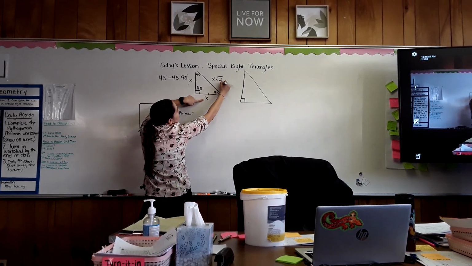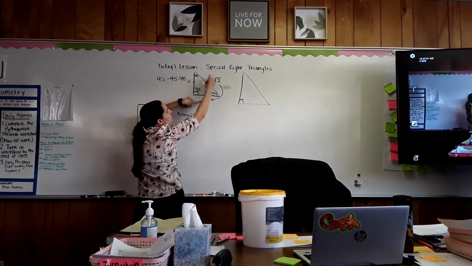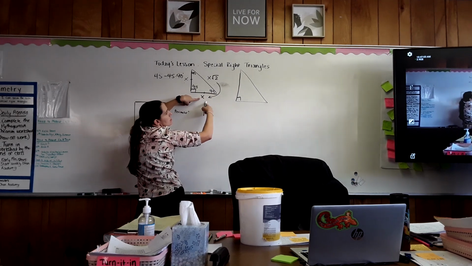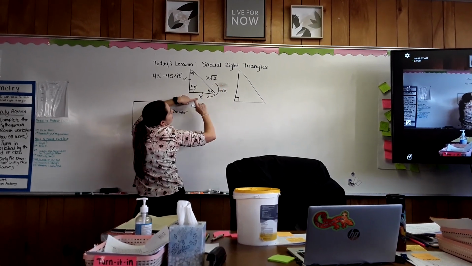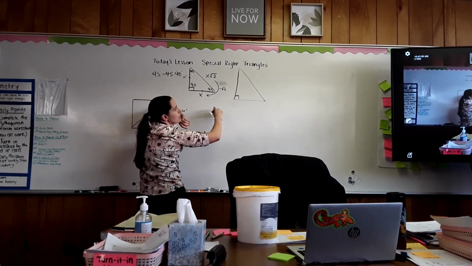Now, to get from this side to this one, so let's say you were given the hypotenuse length and you needed to get the side length, you would have to divide by square root of 2, and then get this side length, and we'll practice that in the lesson.